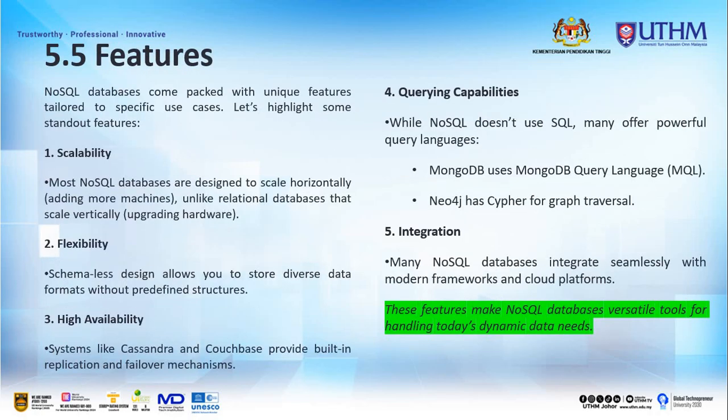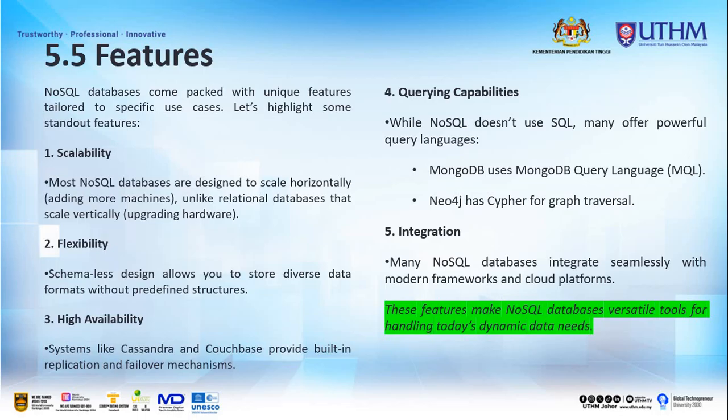Next, 5.5, the features. NoSQL databases come packed with unique features tailored to specific use cases. Let's highlight some of the standout features. There are five here. First one, scalability. Most NoSQL databases are designed to scale horizontally, adding more machines, unlike a relational database that scales vertically, upgrading the hardware. So this is a difference between NoSQL and relational database. One is adding more machines, one is upgrading hardware.